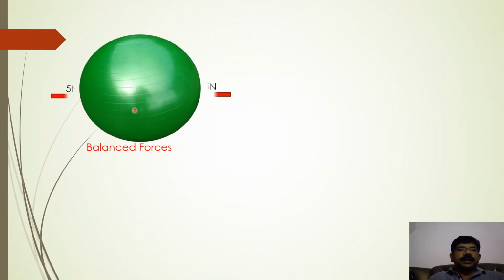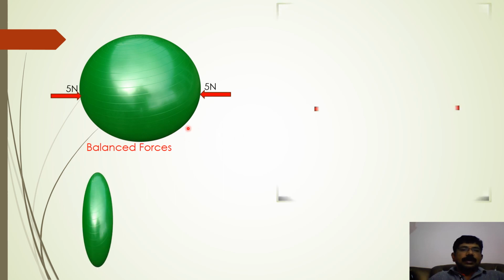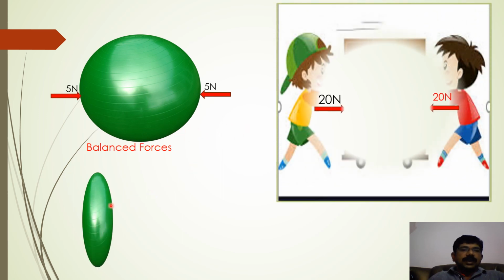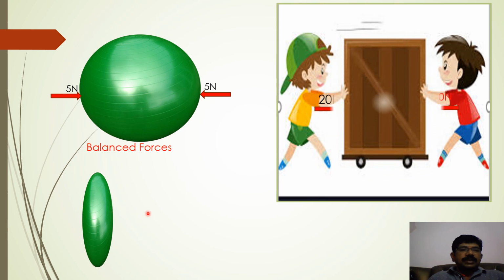You observe this animation. On the ball, two equal forces, 5 newtons and 5 newtons, are acting on either side of the ball. So what happened to the ball? There is a change in the shape of the ball.